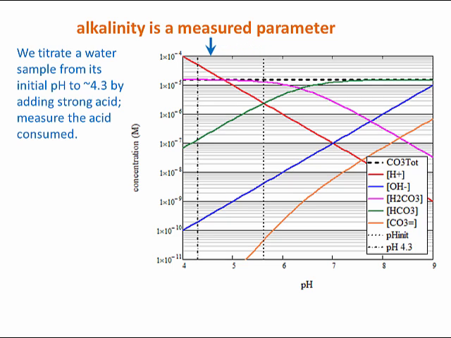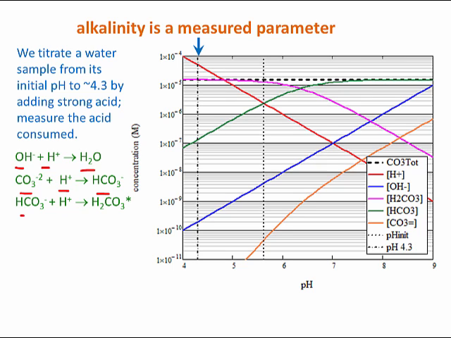As we mentioned, alkalinity is a measured parameter. We titrate a water sample from its initial pH to pH 4.3 using a strong acid. We measure the acid consumed. During that titration, we have hydroxide accepting protons to form water. We have carbonate accepting protons to form bicarbonate. We have bicarbonate, both that initially existing and that created by the conversion of carbonate, accepting protons to form carbonic acid. And we have water accepting protons to form hydronium ions.